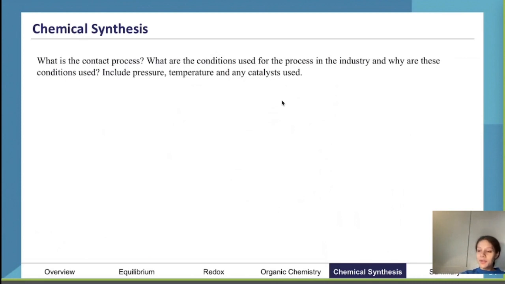So what I would probably do for this short answer question is start by breaking down the question itself. So we want to answer what is the contact process. That's pretty much going to be looking at what it is producing. Then, what are the conditions used for the process in the industry, and why are they used? So we need to relate it: if we have a certain condition, we need to relate it to the equation of that step or process.